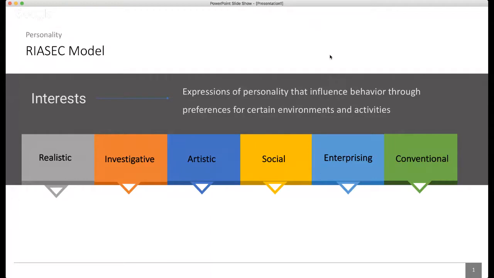And this is that very long, very fancy definition that basically says our interests are things that we prefer in terms of what environments we prefer to be in and what activities we prefer to engage in. So if we give our employees the RIASEC test, we're going to be able to figure out what their interests are, and then we're going to be able to know how these interests map on to different jobs. So there's 6 different types of jobs that are comprised of different types of interests.